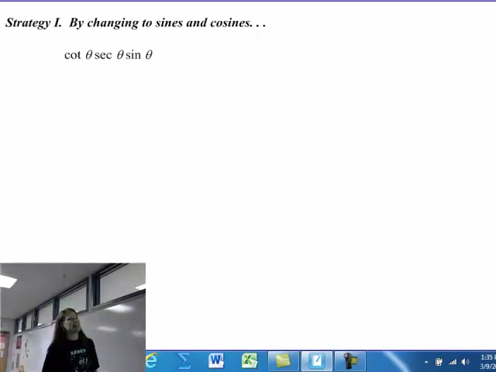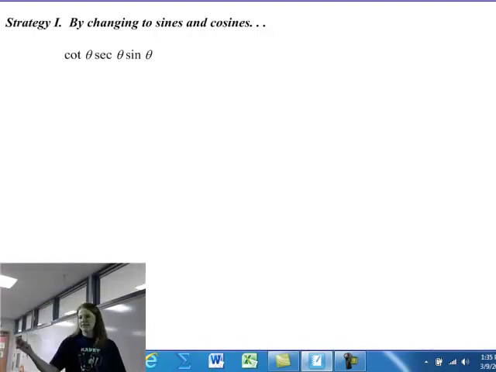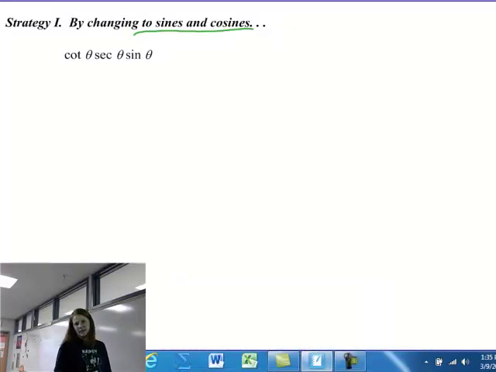I'm ready. This is the easiest strategy there is. When in doubt, change everything to sines and cosines. When in doubt, go back to where you started, which was learning sine and cosine. Okay, so the first example that we have is cotangent of theta times secant of theta times sine of theta. That can easily be simplified.